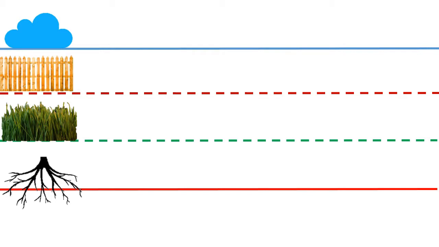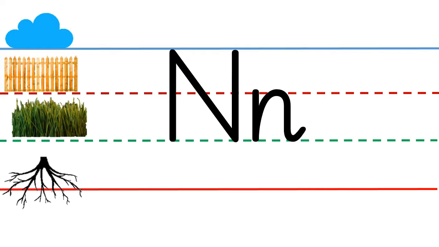In English, we have four lines to write on. First line is skyline. Second line is fence line. The third line is grass line. The fourth line is fruit line.